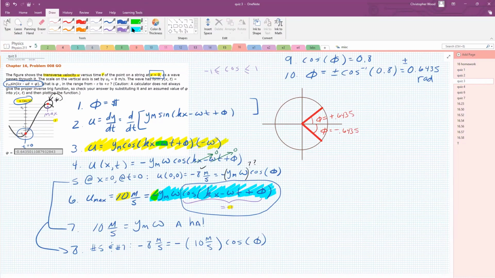Because remember what cosine is measuring. Cosine is basically measuring this x point right here, that blue dot. The x coordinate of that blue dot is cosine. So you have two choices. So now we have to use a little bit of detective work to find out.